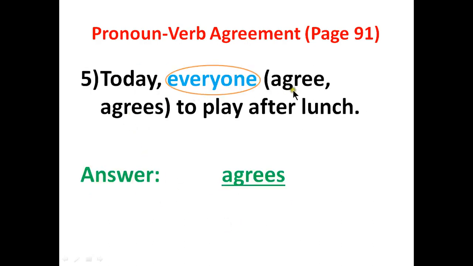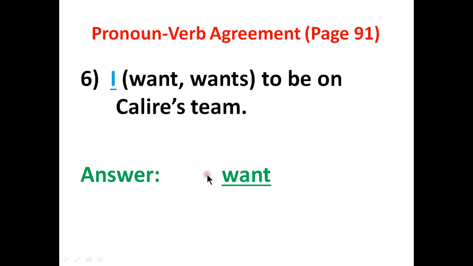Number 5. Today everyone agrees to play after lunch. Now everyone is another indefinite pronoun. For this singular indefinite pronoun, you will choose the verb agrees. Number 6. I want to be on Clary's team. Please choose the subject pronoun I here. You will underline it and also write want on the line.